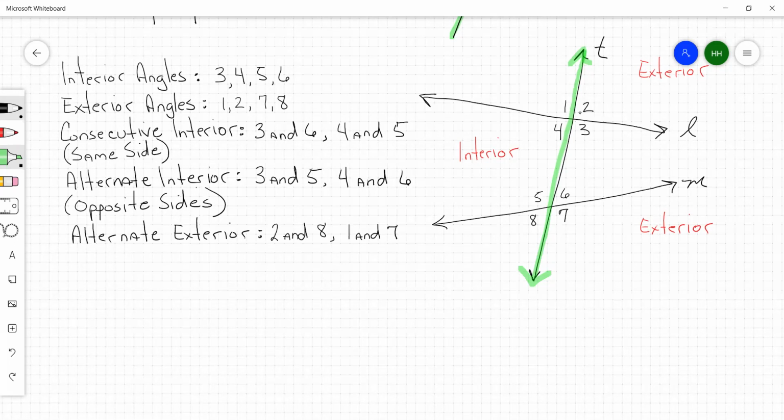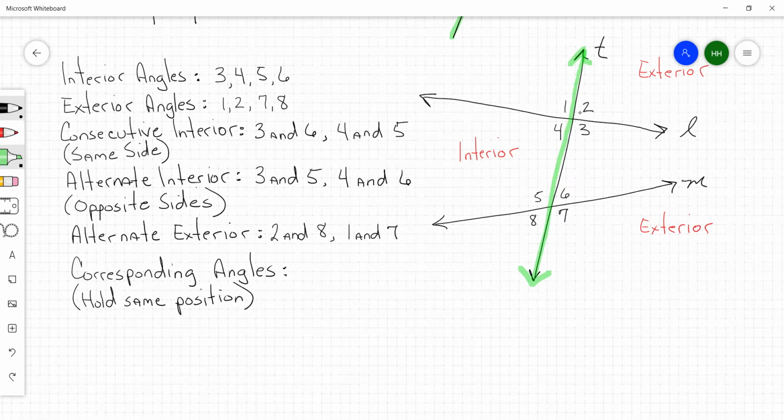And the last type of angles in this diagram are called corresponding angles. We're going to say that they hold the same position. They hold the same position in their respective group of angles.